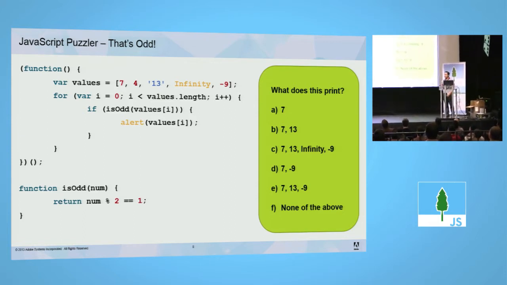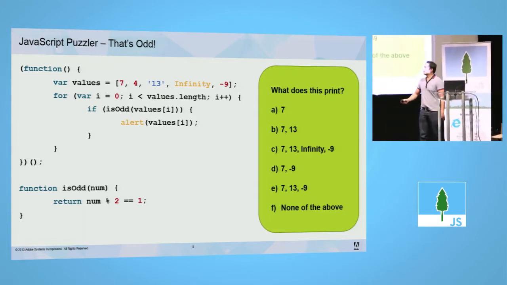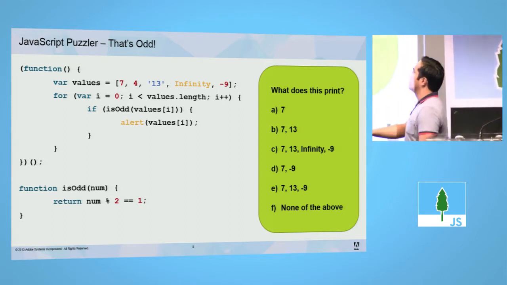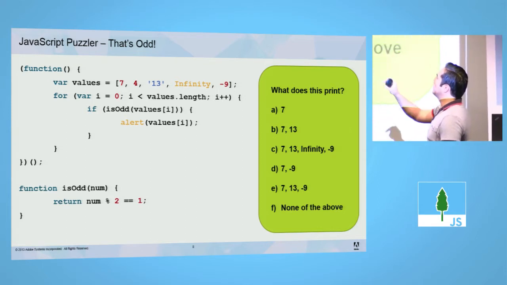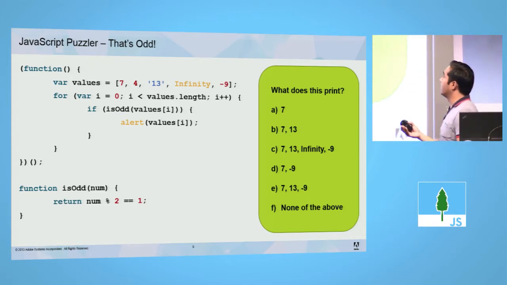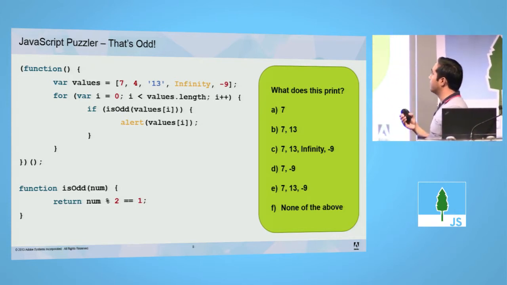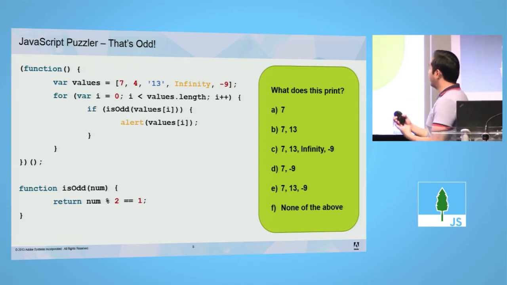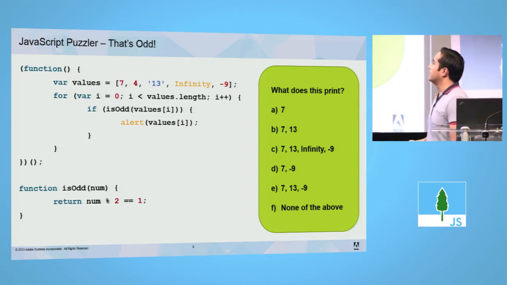Okay, so let me give my walkthrough. All right, let me take a look here. It looks like we have a self-invoking function. We have a variable values, which is an array of 5 different values: the number 7, the number 4, the string 13, infinity, and -9.